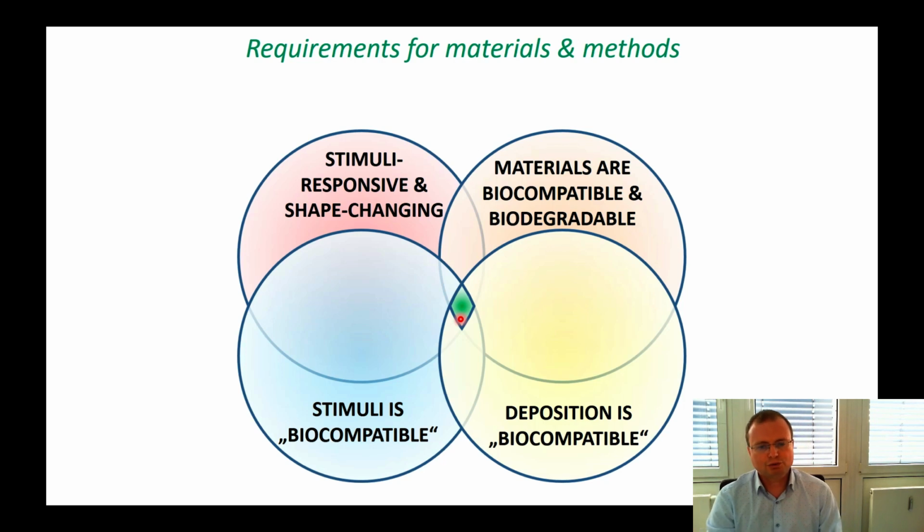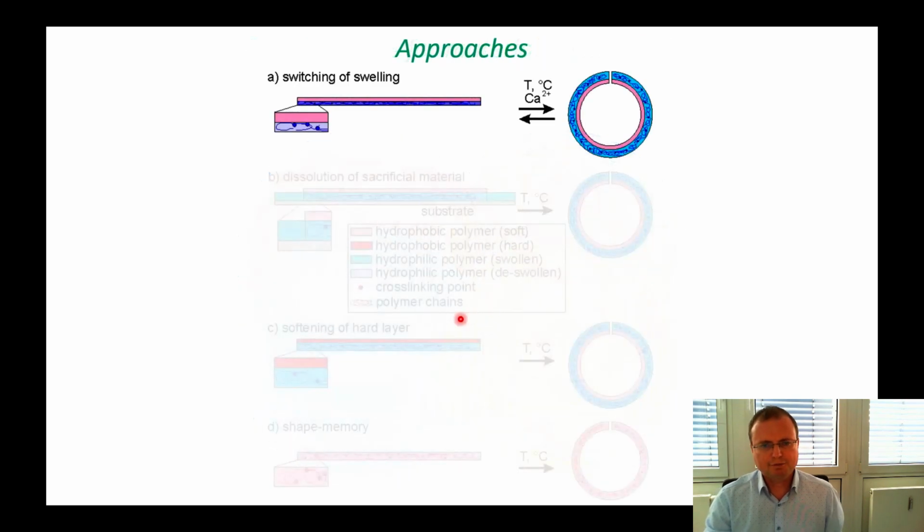And what we try to do in our lab is find ways to use standard biocompatible, biodegradable polymers and materials which are used in tissue engineering as materials for 4D biofabrication. And we developed four approaches. I would like to show an illustration of these approaches today. The first option consists in switching of the swelling. So practically we fabricate a bilayer. One of the layers changes swelling properties when temperature or calcium ions are applied. As a result, the shape transformation occurs.